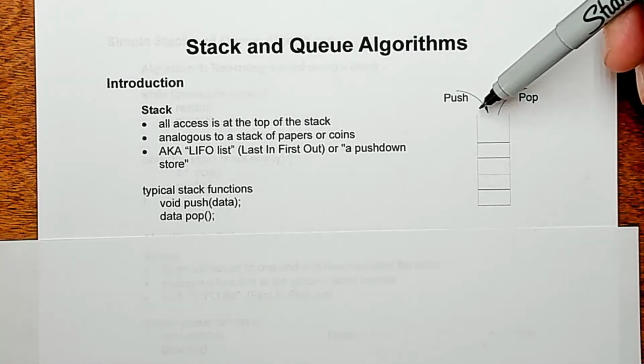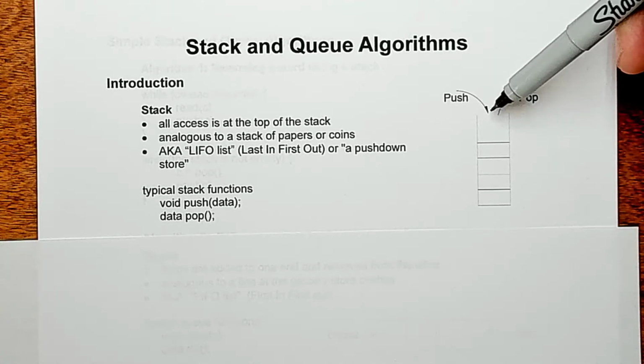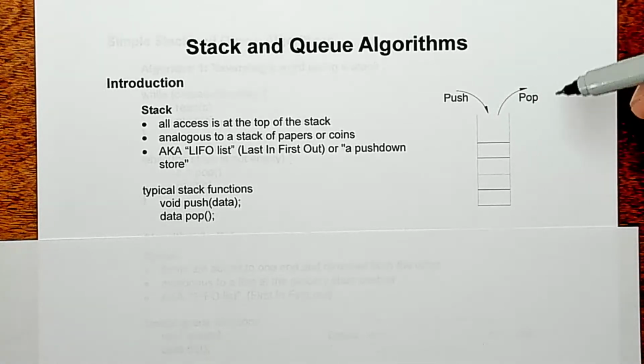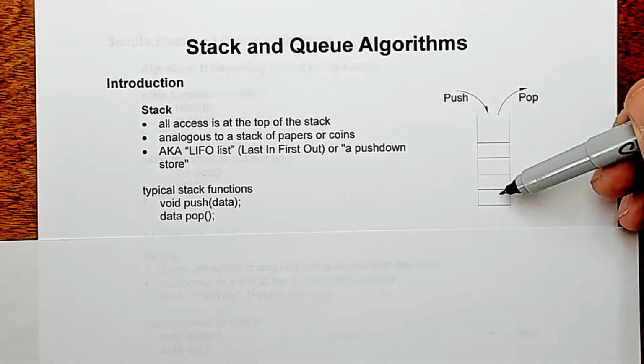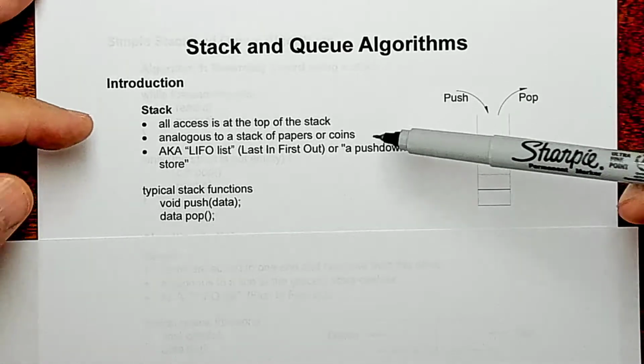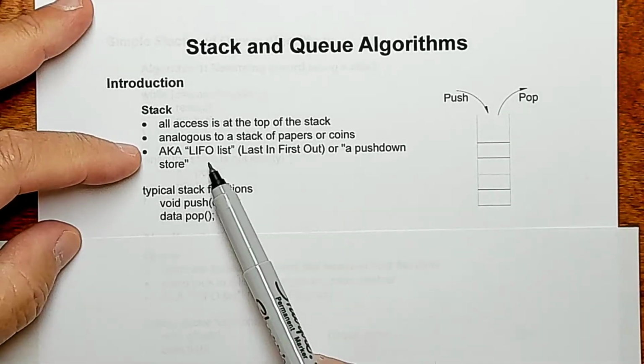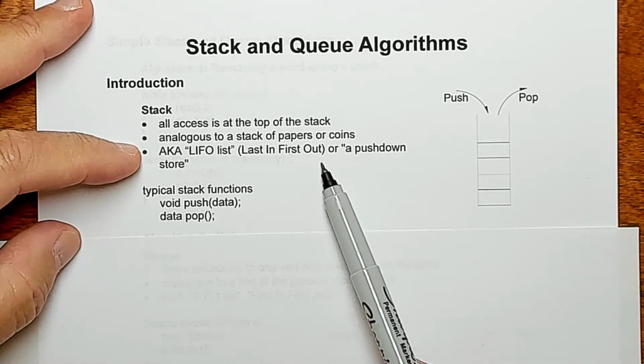You've got a push operation for putting data on the stack and then a pop operation for removing the data. So you're only accessing one side of the stack. And sometimes that's called a LIFO list for last in, first out.